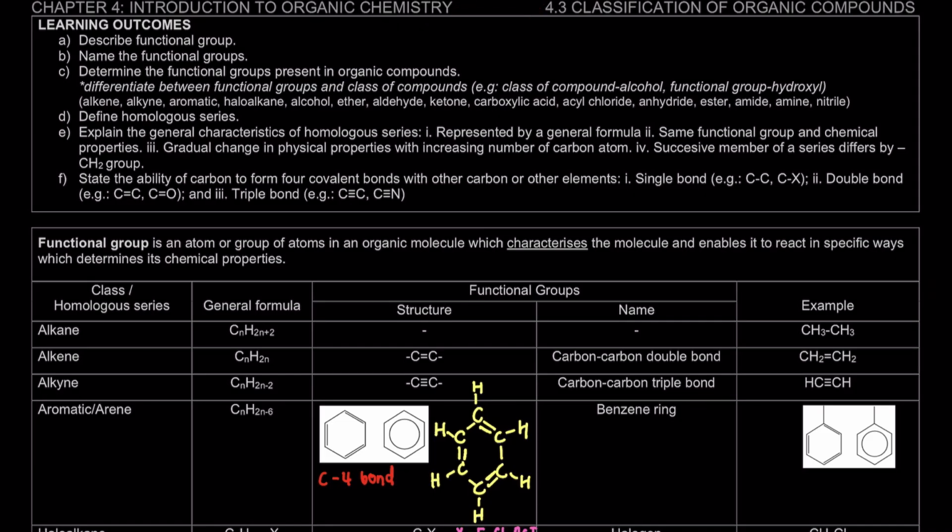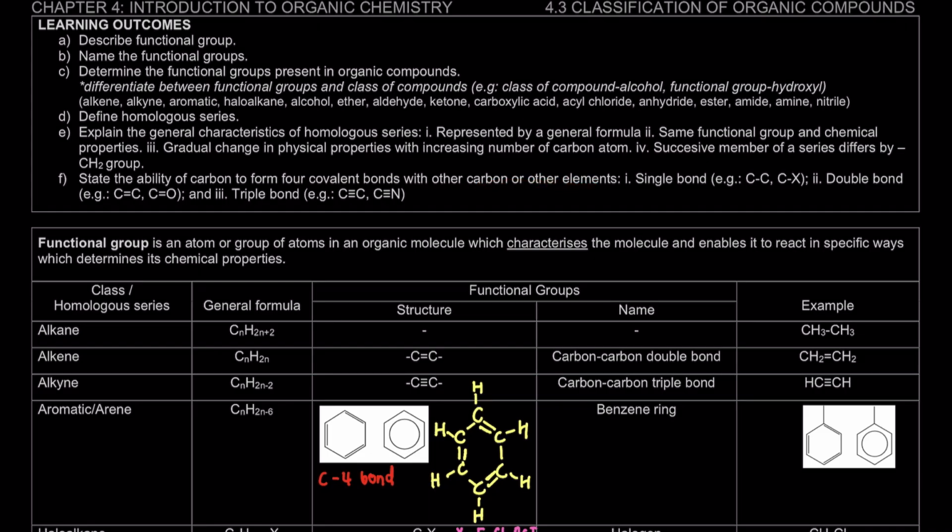Welcome to the video for Chapter 4, Introduction to Organic Chemistry, for 4.3 Classification of Organic Compounds. In this video, we're going to learn to define homologous series, explain the general characteristics of homologous series, and state the ability of carbon to form 4 covalent bonds with other carbon or other elements.